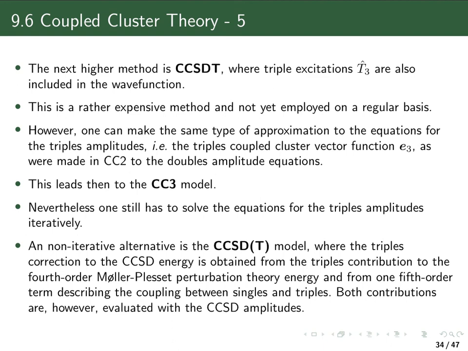And actually one includes also two more terms from fifth order, which correspond to the coupling between singles and triples, because they come at no extra cost. And that is the very popular CCSD(T) model, which very often is called the gold standard of quantum chemistry.